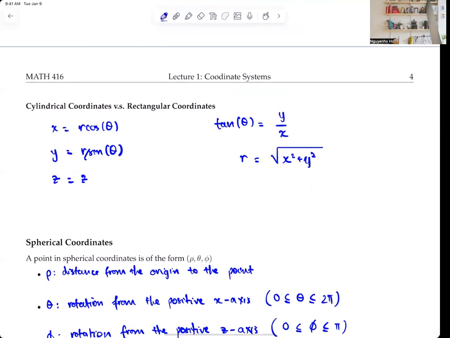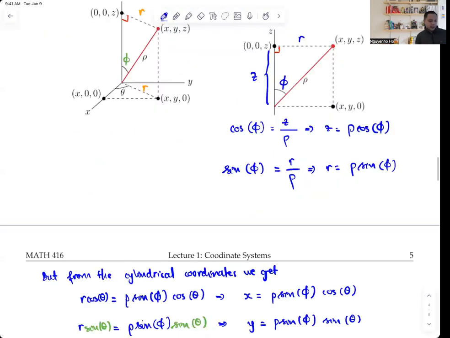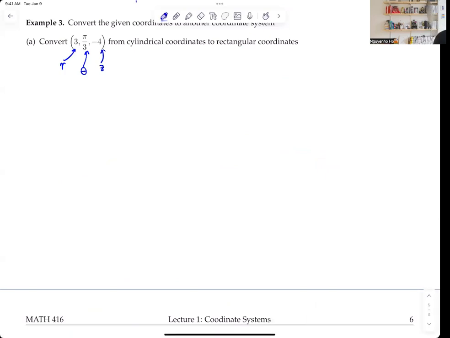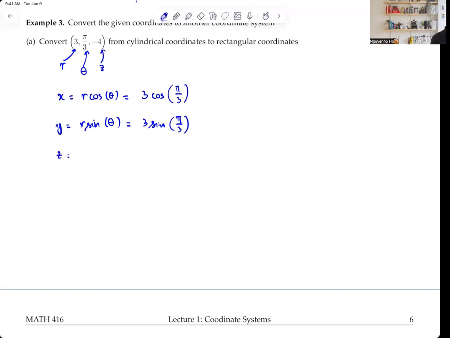All right. So x equals r times cosine theta, y equals r sine theta, and z equals z, to convert the point from cylindrical coordinates to rectangular coordinates. So we have x equal to r times cosine of theta, or 3 times cosine of pi over 3. Y is equal to r times sine of theta, or 3 times sine of pi over 3. And z is just equal to z, right? So in this case, z is equal to -4.